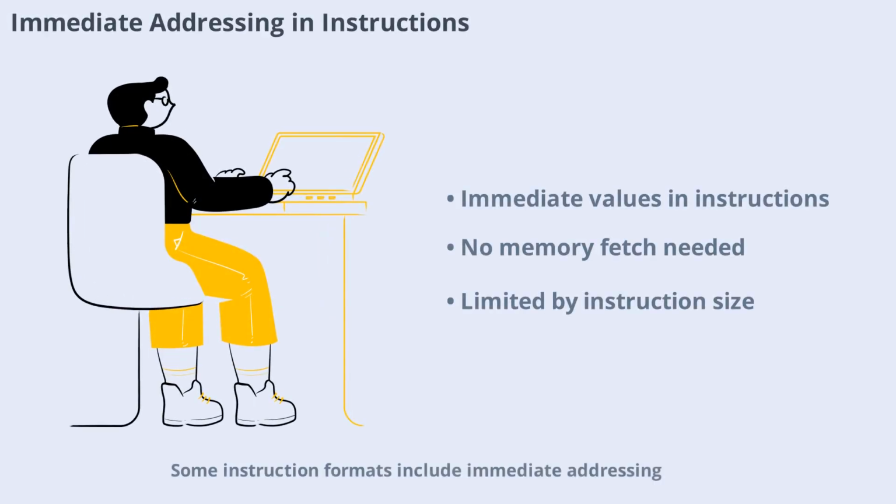Some instruction formats include immediate addressing, where a constant value is embedded directly within the instruction. This allows for quick operations without needing to fetch data from memory or registers. Immediate values are especially useful for initializing variables or performing quick calculations, but the size of the immediate field is limited by the instruction length.